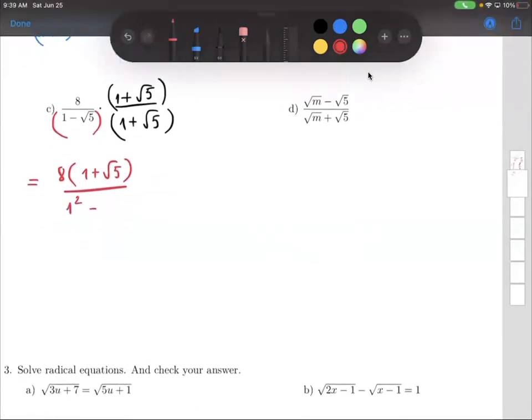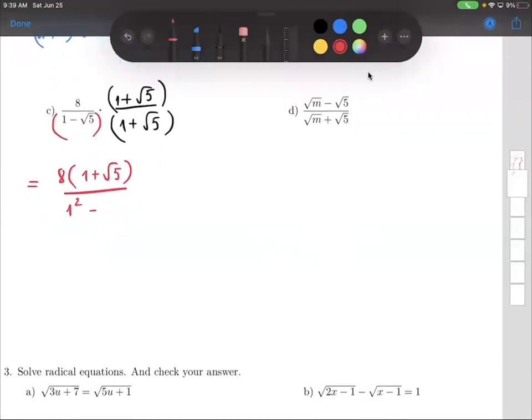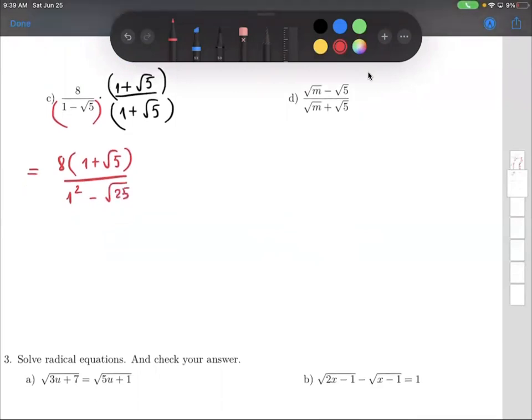I'll just rewrite slowly. What about square root of 5 squared? Square root of 25, right? What does square root of 25 equal? 5, right? So 1 minus 5 is negative 4.